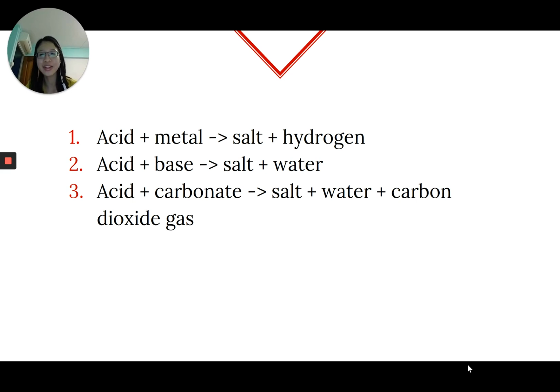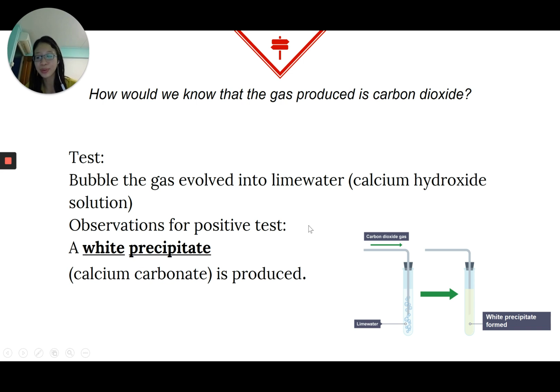Last lesson, we learned about the reactions of acids. Acid plus metal gives you salt plus hydrogen, acid plus base gives you salt plus water, and acid plus carbonate gives you salt, water, and carbon dioxide gas. Today we are going to go on to how we test for carbon dioxide gas.